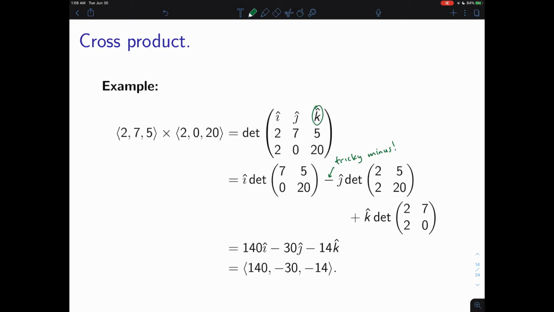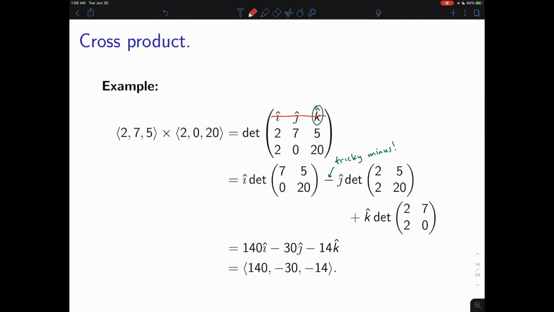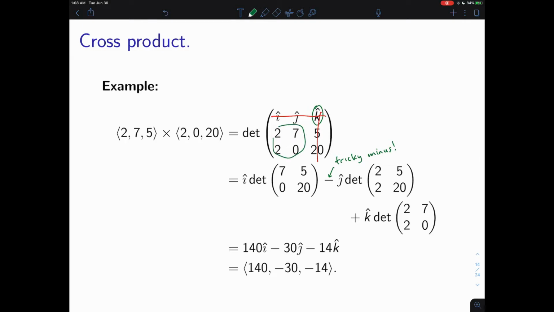And then we move on to the K. You can see I've got a K here. So then I cross out the row and column of this K and see what's left over. There's a 2, 7, 2, 0. And there it is, 2, 7, 2, 0.